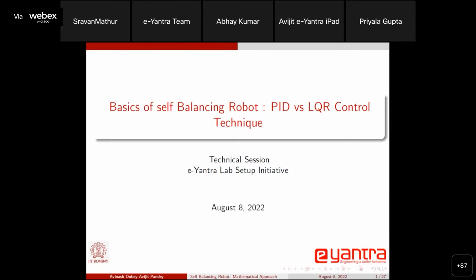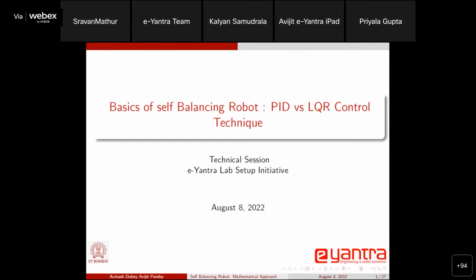Thank you, Ruchi. So let's start with the basics of self-balancing robot. I hope I'm audible, right? What we will learn here is the two control techniques which we usually use. One is the PID, which is very usual. Everybody is using the PID control in one way or another. And then we'll see the LQR control technique and the advantages we have over the PID control technique.